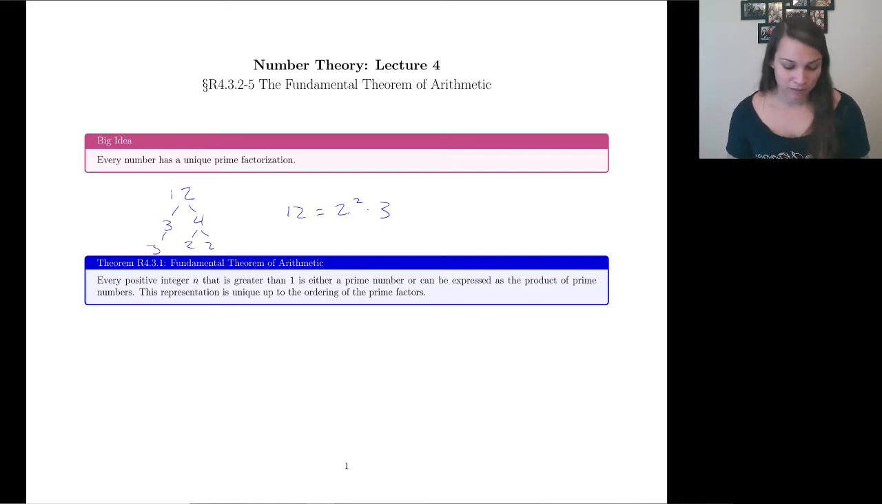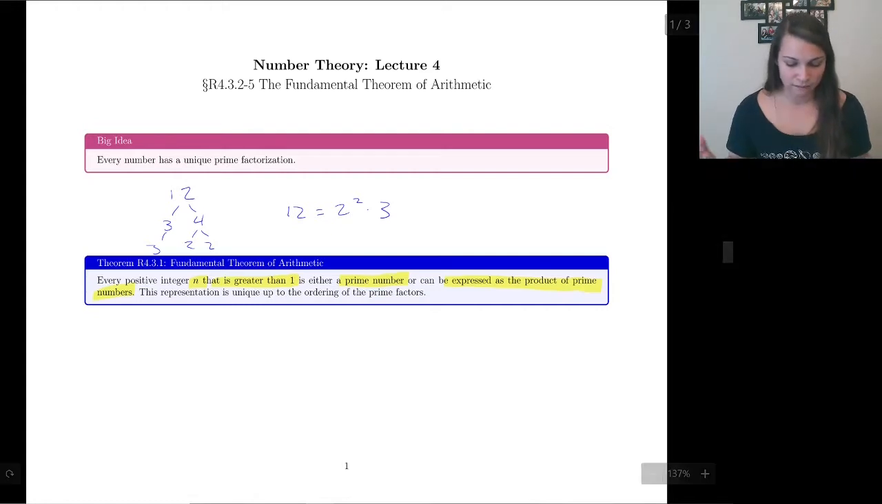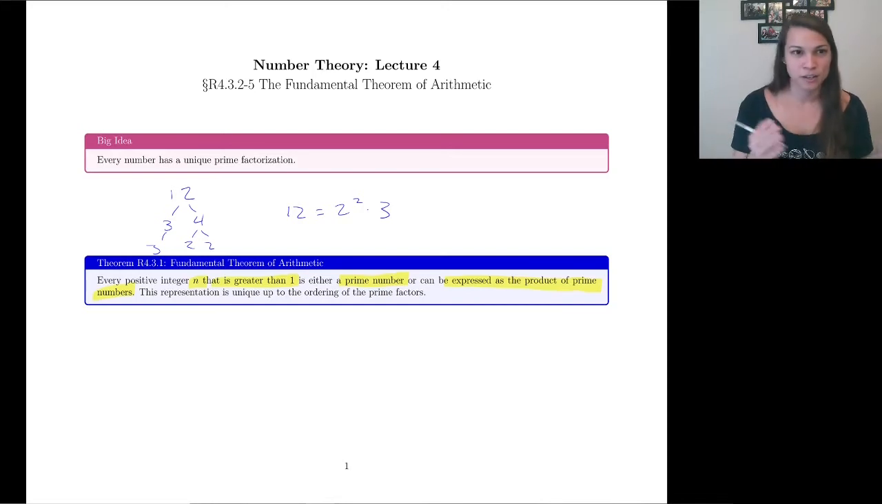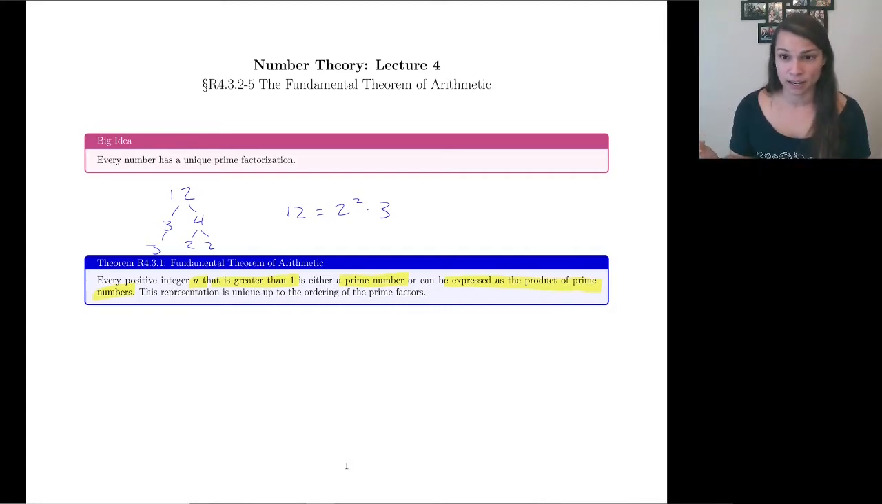So the fundamental theorem of arithmetic says that every positive integer n that is greater than 1 is either going to be a prime number or can be expressed as the product of prime numbers. And then furthermore, this representation is going to be unique up to order. It doesn't matter if we write 2 times 3 times 2 or 2 times 2 times 3. We don't care about the order. Okay, so the very first thing that we have to do is prove that it's either going to be prime or the product of primes.